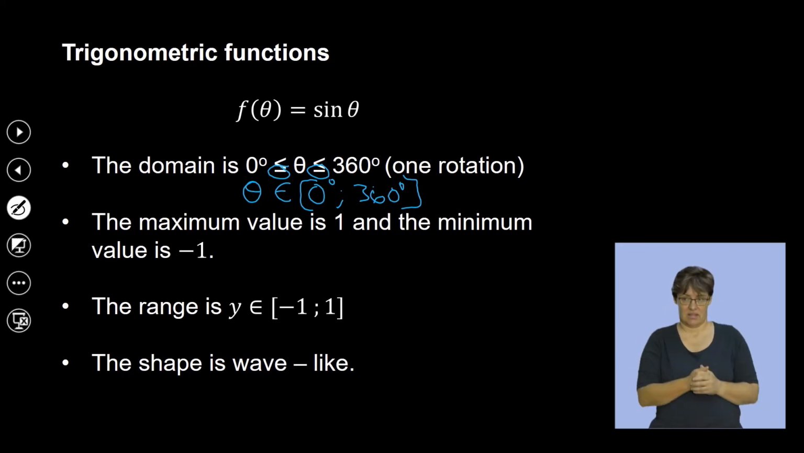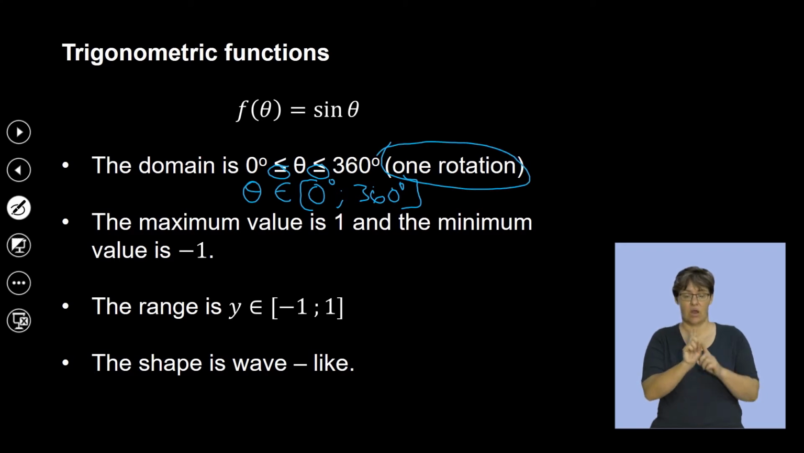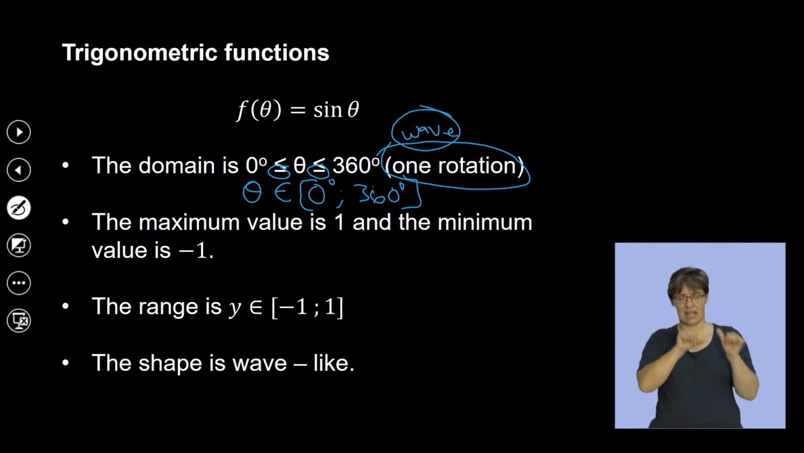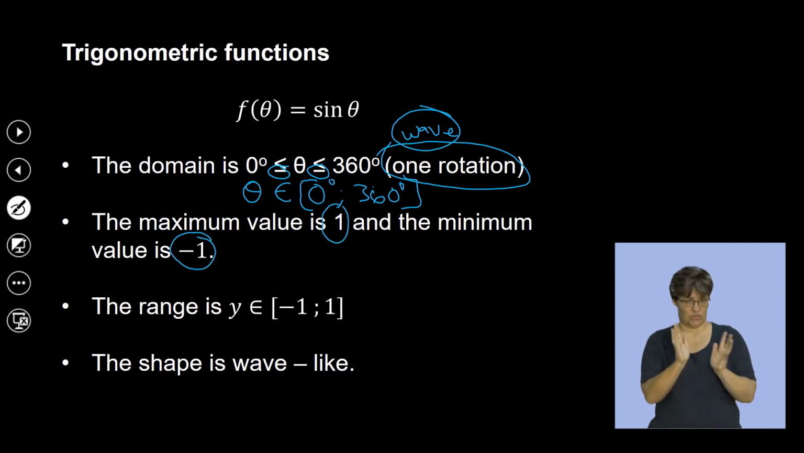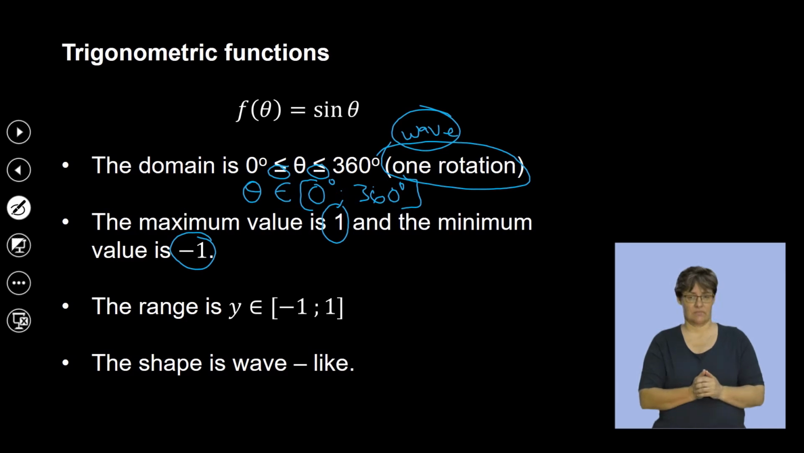And we normally call this one rotation, right? Or people that are doing science as well will know that one rotation is also normally called a wave. And why I'm talking about that, we will see exactly where that comes in. The maximum value is 1 and the minimum value is at -1. I did show you that on the graph. It means then the range is -1 to 1.